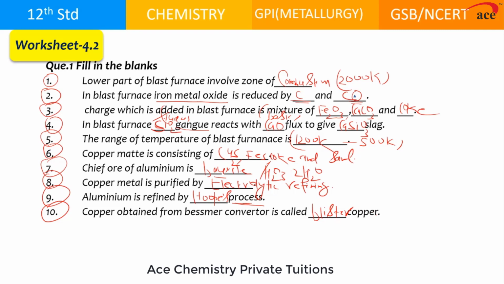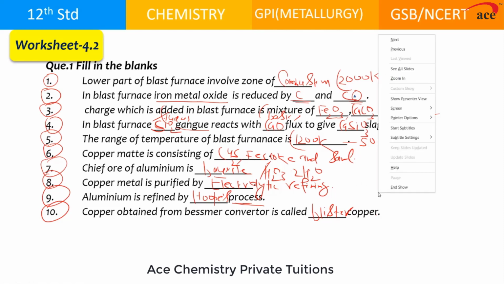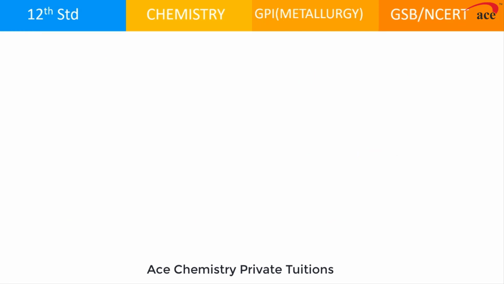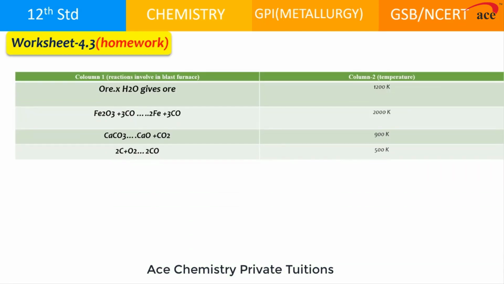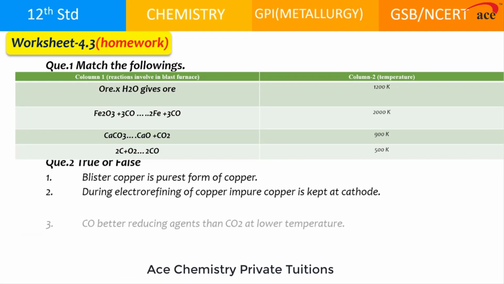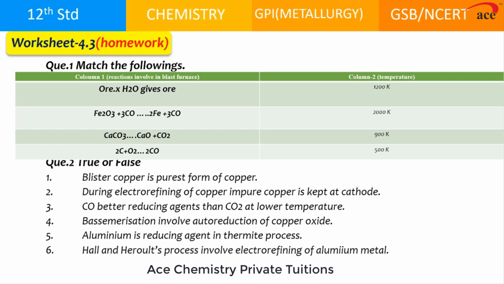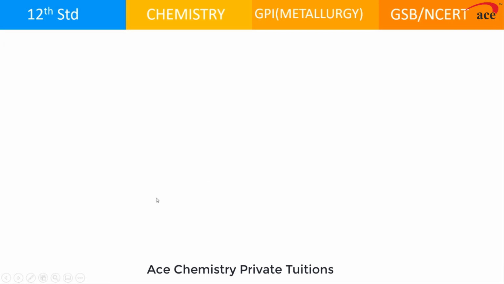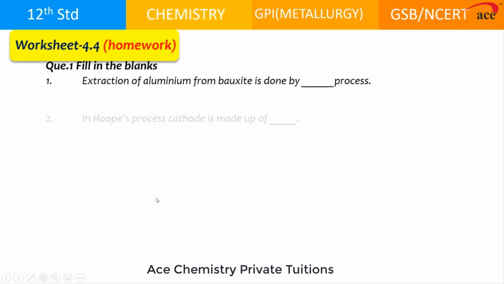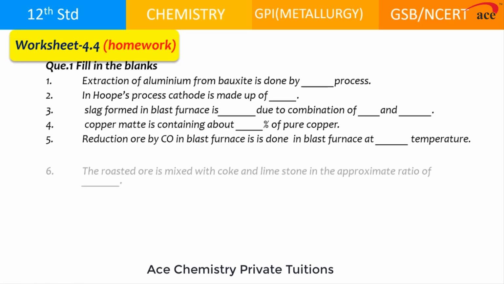Now the other two worksheets will be given as homework for you. This is another worksheet, which you will do as homework. This is worksheet 4.3, which has match the following and true and false. And the second worksheet is 4.4. These two worksheets are given as homework.